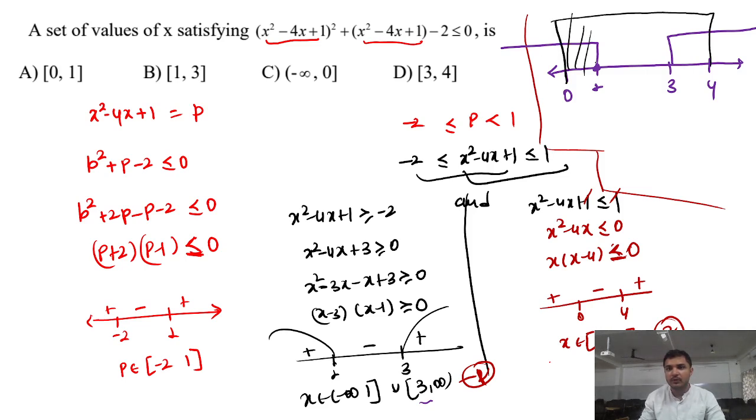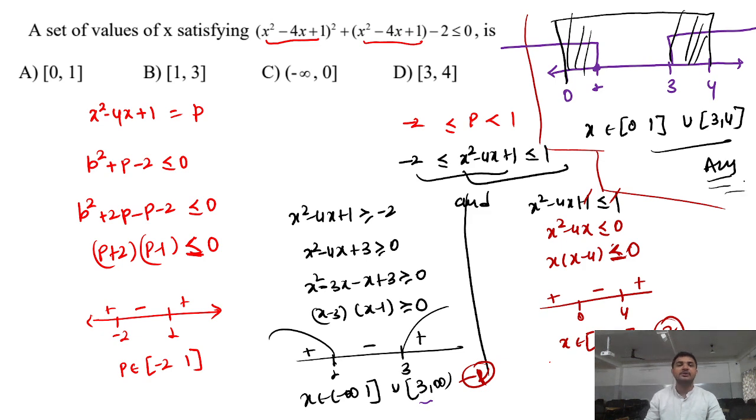Okay, 0 to 4. So what is the common part between these two? x, we can say it is 0 to 1 union 3 to 4. This is what we have as the final answer for the question. So which of the following options are correct? A and D, right? Multiple correct option type question. So I hope you understood, right?